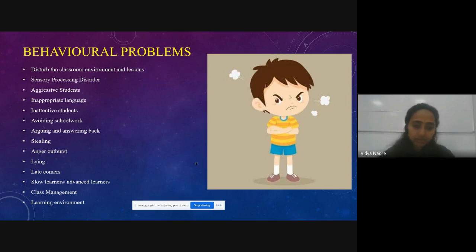Slow learners and advanced learners, as we had discussed, you have to give different kinds of feed and bring up the level of the learning of both.